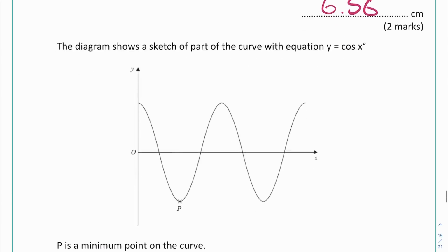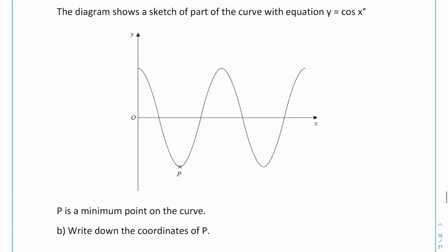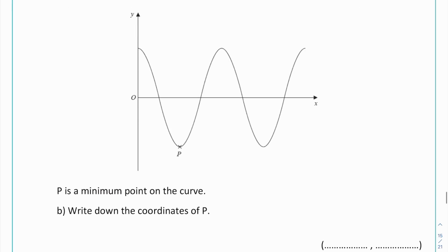Okay, with this one we've got a part B. So it says here, the diagram shows a sketch of part of the curve with equation y is equal to cos x. P is a minimum point on the curve, we can see that just down here. Write down the coordinates of P.